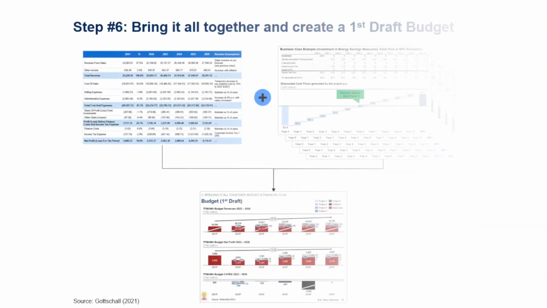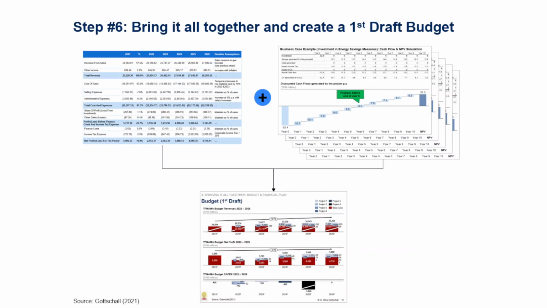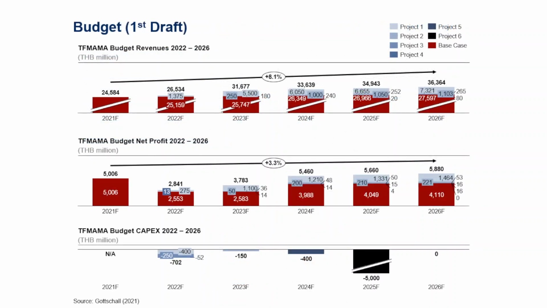So finally, we bring it all together. And that is the last 2 steps. So we take the baseline, which you see here on the top left, the baseline P&L, and add to this baseline P&L all the various business cases that we have come up with. And that gives us a first draft of the budget. And I have laid this out here. So this is how it can look visualized.